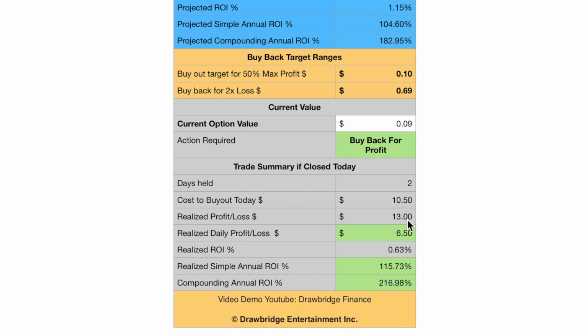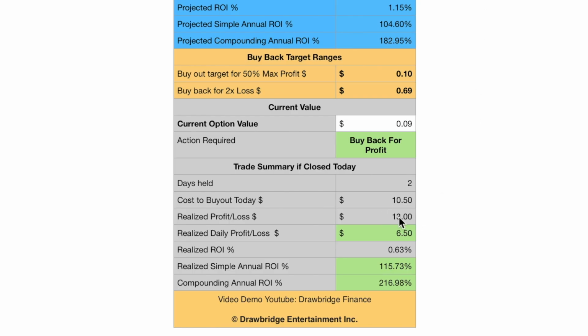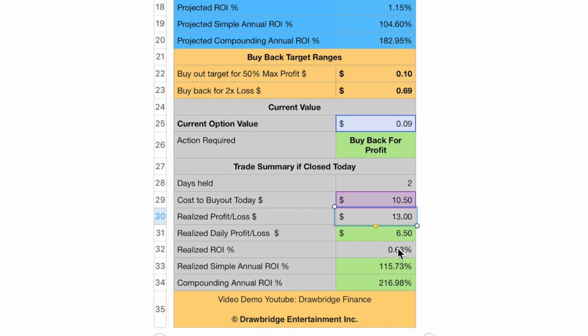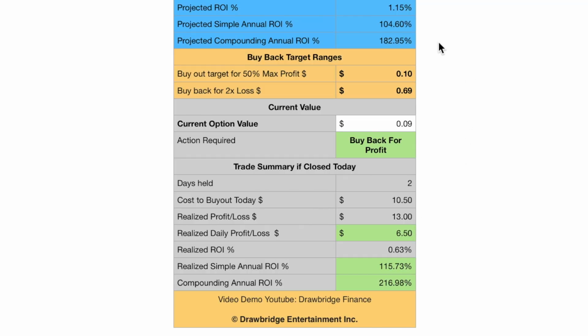So the realized profit or loss is going to be $13. Now, remember, this is on a $2,000 trade. So $13 is a realized return on investment of 0.6%. Now, it doesn't sound like a lot, but believe me, this adds up to a ton of money over time. And this is where we can see that.